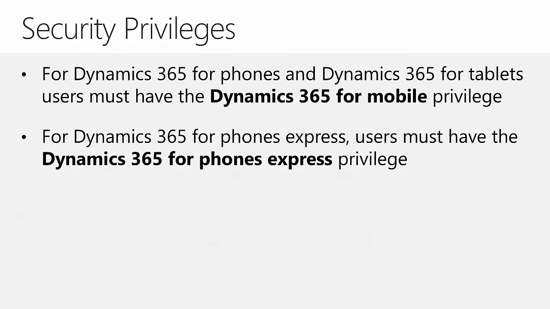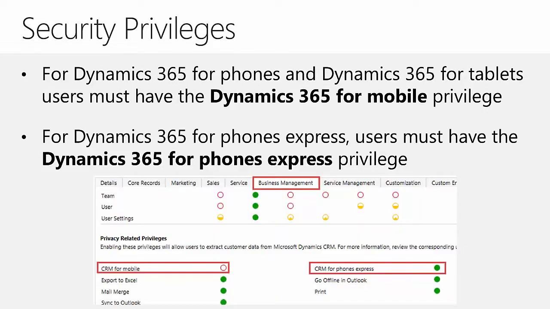As with previous versions of Dynamics 365, access to the mobile apps and even the Dynamics 365 for Phones Express can be restricted via security roles. Here you can see the two settings that control access to either client. Within the Business Management tab, inside each security role, there are two permissions that can be either enabled with a green circle, as you can see access to Phones Express on the right, or disabled with an empty circle, as you can see for Dynamics CRM for mobile access on the left.